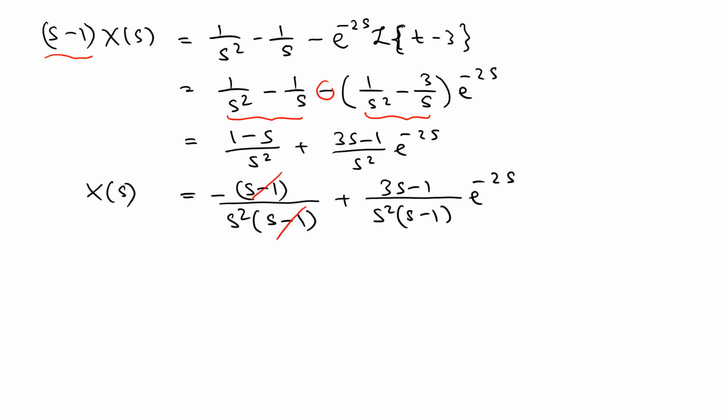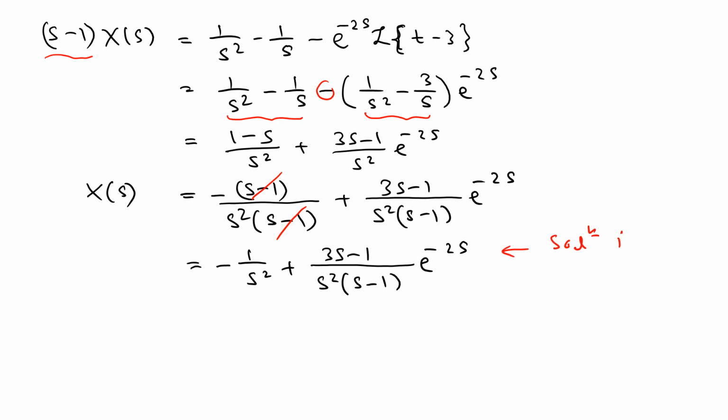Sometimes that happens, not always. That means you simply end up getting negative 1 over s squared plus (3s minus 1) over s squared (s minus 1) e to the minus 2s. So this is the solution in the s domain.